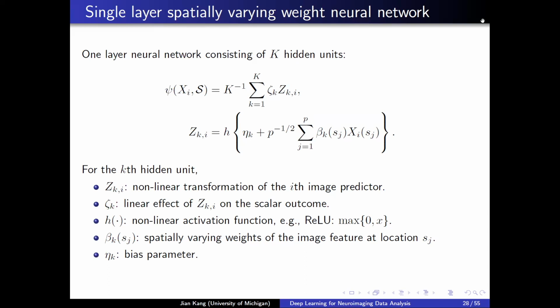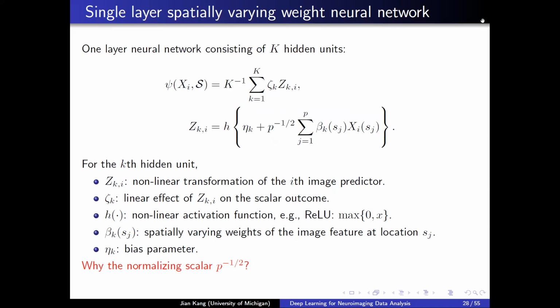But the key point here is that we just use the input layer to incorporate the spatial information. You can add more layers without incorporating spatial location. In all our numerical examples, we try multi-layer networks, but we do not incorporate spatial information in the higher layers. We only incorporate spatial information in the first layer.